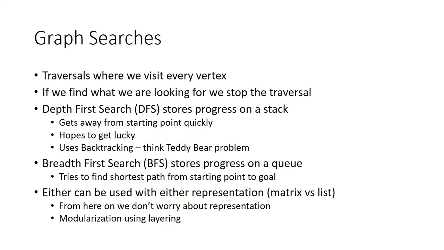Now, either breadth-first search or depth-first search can be used with either of the representations we talked about, either the adjacency matrix or the adjacency list. And from here on, we're not going to really worry much about the representation. We're going to assume that that's been done correctly, and that we have some kind of a nice simple interface into it, so we can abstract our graph and just worry about it in terms of nodes and edges, and not worry about it in terms of a number in a two-dimensional array or a linked list or any of that. We're going to assume that we hide all that. So this is a kind of modularization using layering, and that'll end up becoming important to us later.